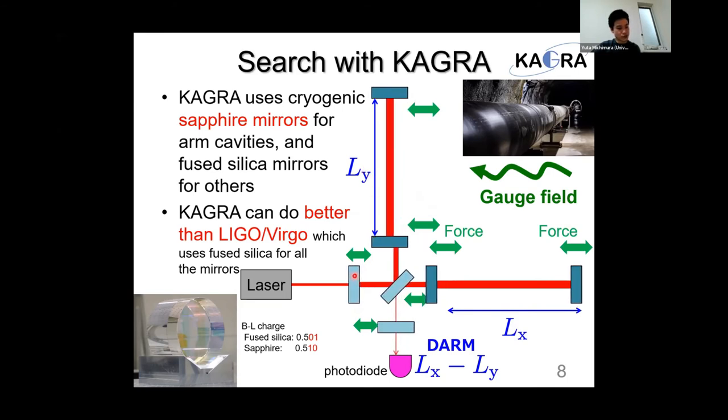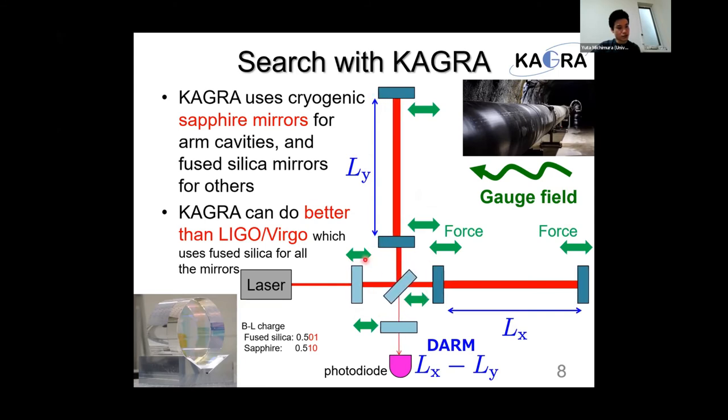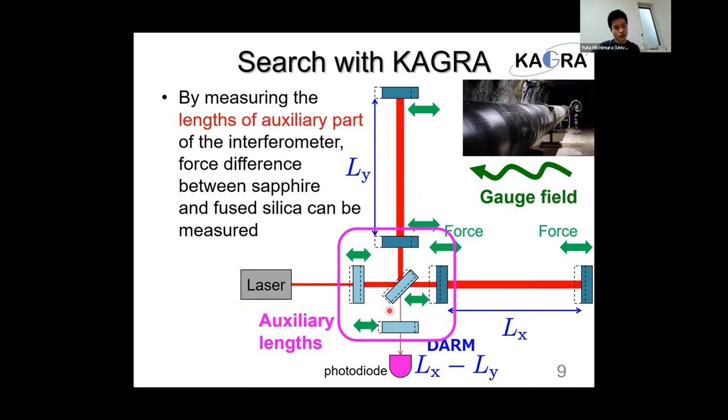But if you can measure the distance between this auxiliary mirror and the sapphire mirror, you can measure the difference in the force acting on different materials. And we actually use this auxiliary length channel. These are considered auxiliary because no gravitational wave signal is present in this signal. So we don't usually use this for the data analysis, but for dark matter, this signal is very useful, as I explained.